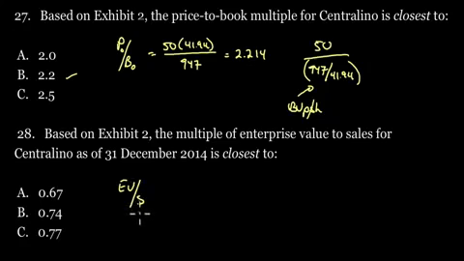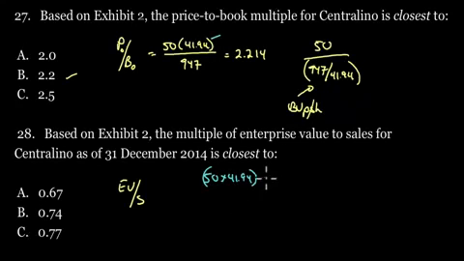Based on Exhibit 2, the multiple of enterprise value to sales, EV to S. Sales I can look up. I see it in the exhibit. Enterprise value I've got to figure out, right? It's the market value of equity. I know I have preferred, so I've got to deal with the market value of preferred, the market value of debt, and I can take off any cash. So my market value of equity is 50 times 41.94. I figured it out up here.